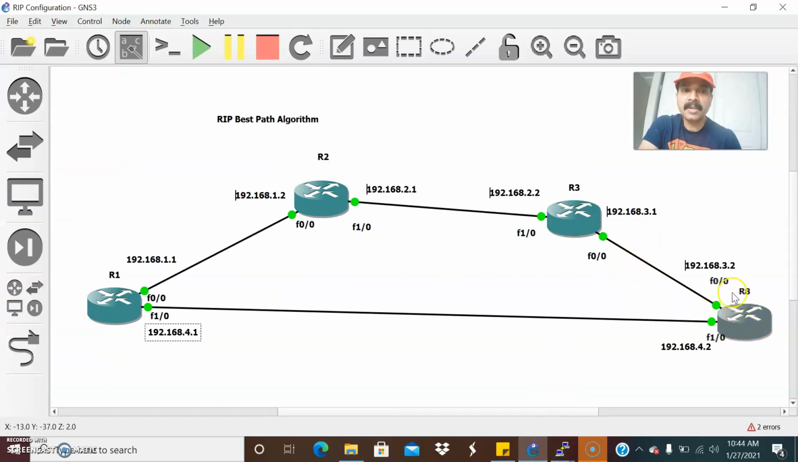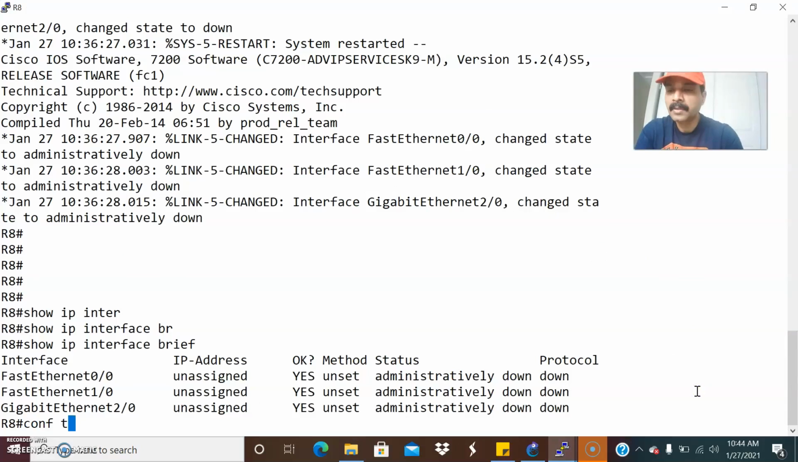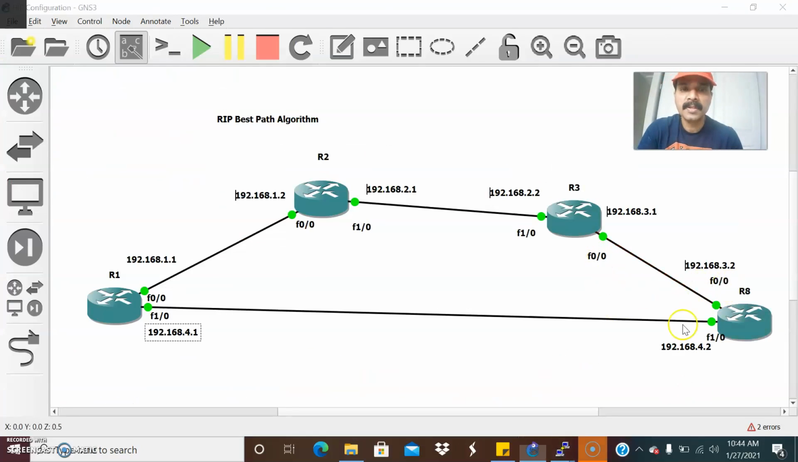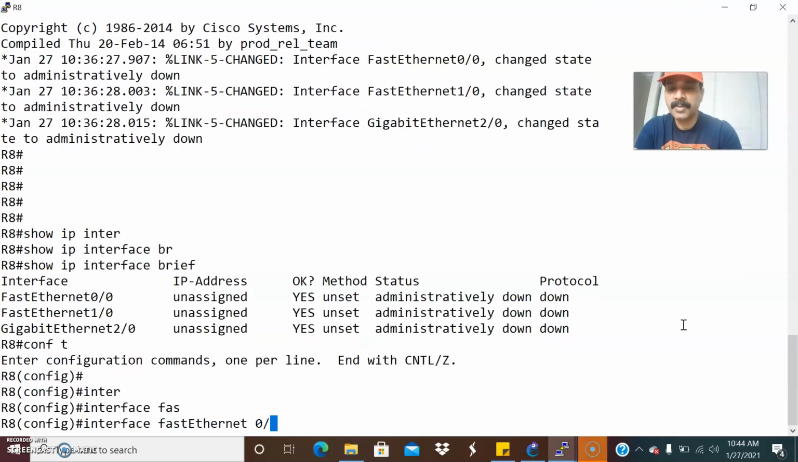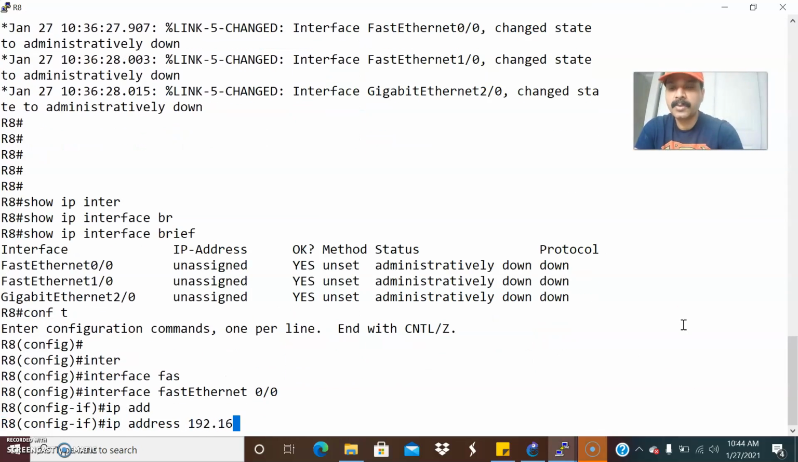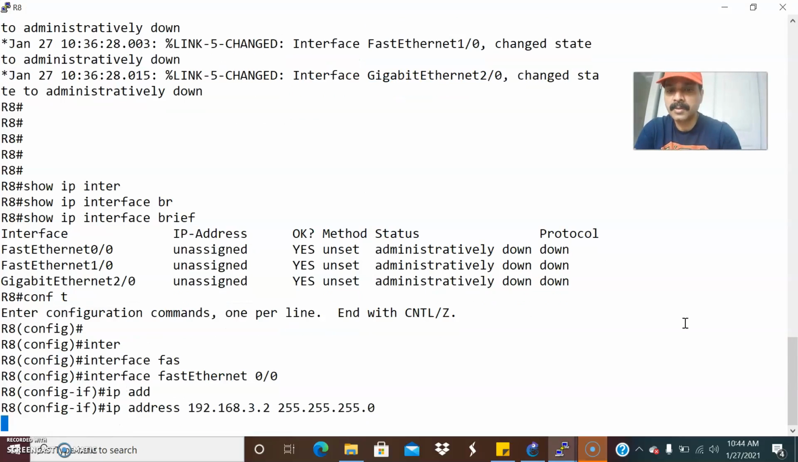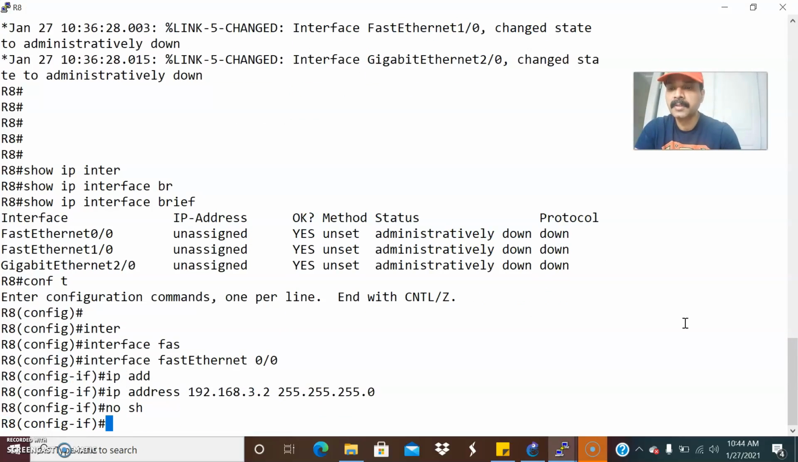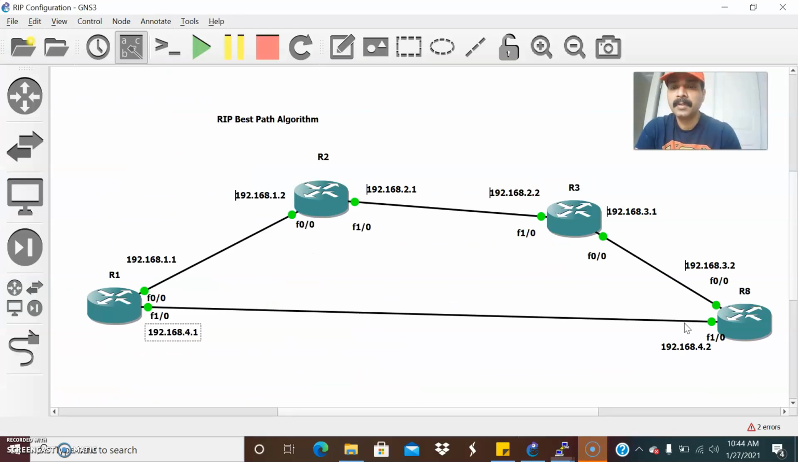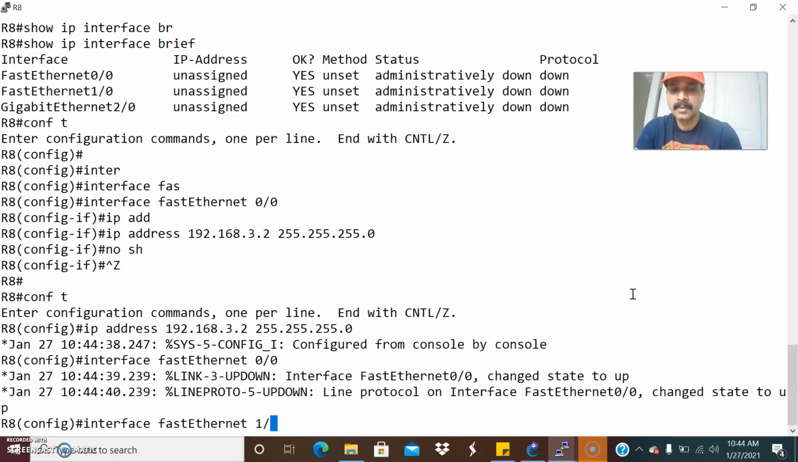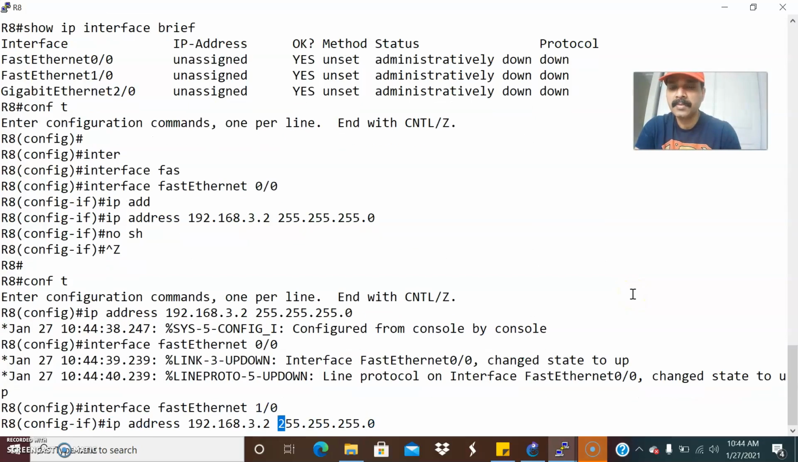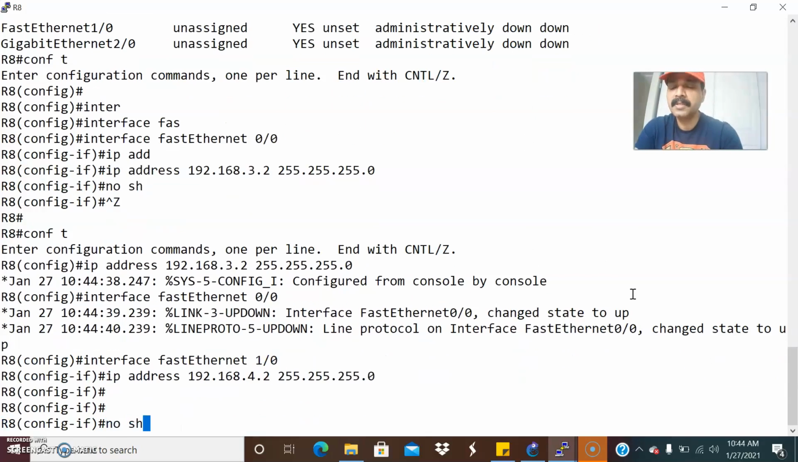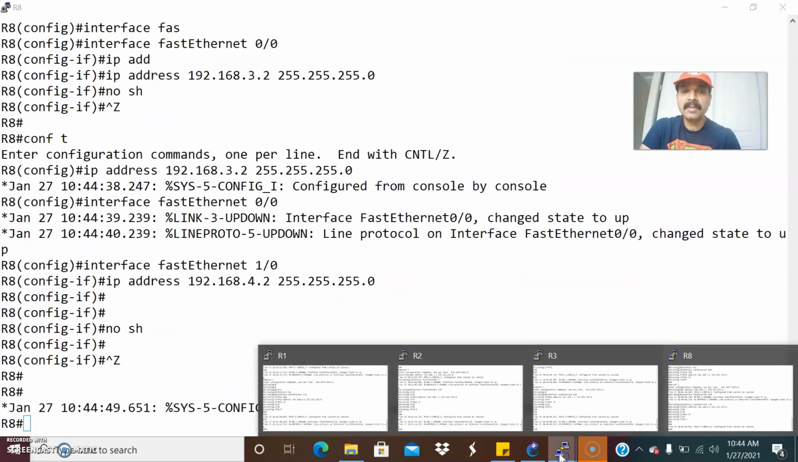Let us quickly jump to R8. R8 has two interfaces, 3.2 and 4.2. Go to the configuration mode, interface FastEthernet 0/0, and the IP address is 192.168.3.2, 255.255.255.0, no shut. Another one is 1/0 and the IP address is 4.2. Let us activate the interface. So we are done with all the interface configuration.